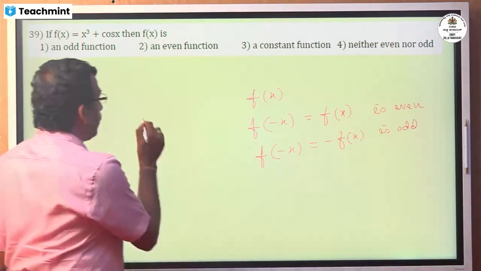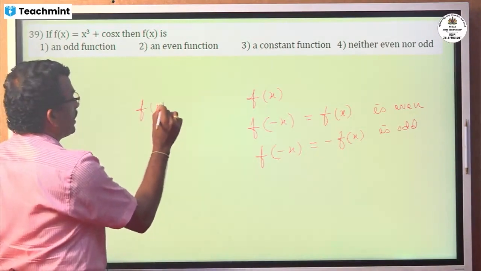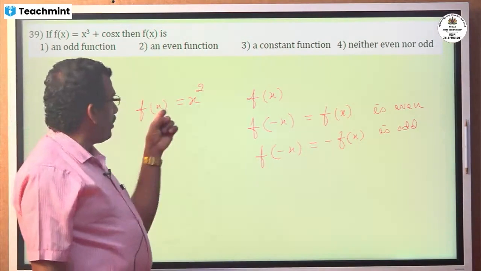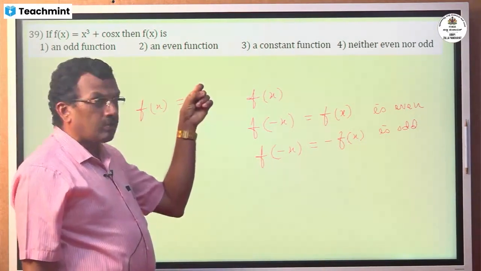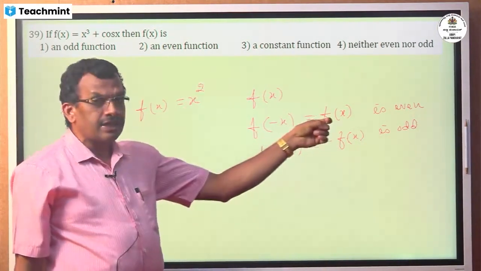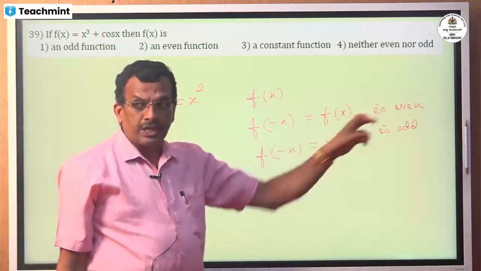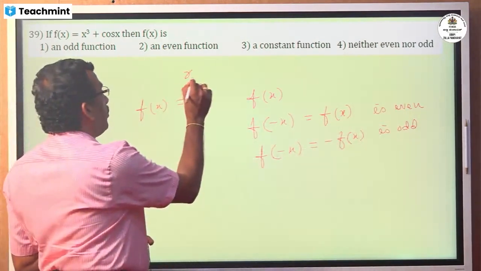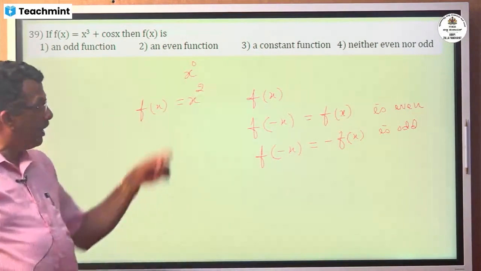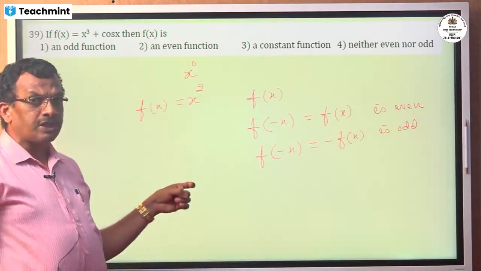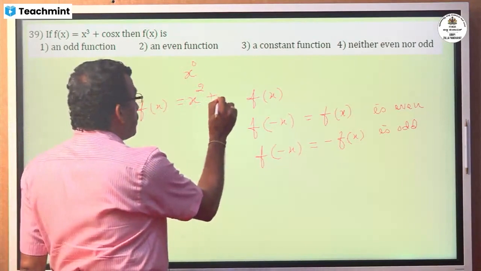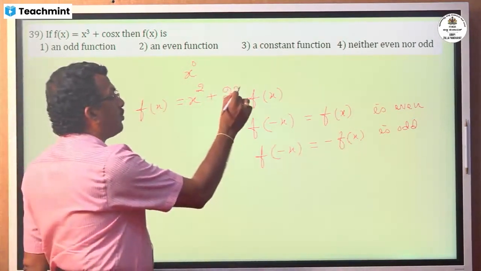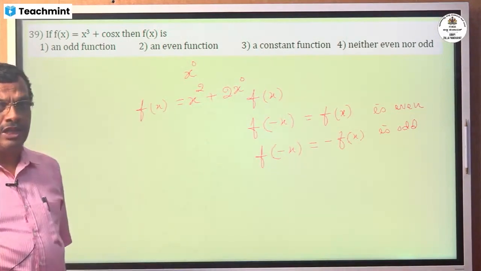Taking a simple problem, f of x is equal to x square is an even function. When I replace the x by minus x, minus x whole square is x square. f of minus x is f of x. It is an even function because the power is even. x to the power 0, which is a constant, is also even. x to the power 4 is even. x to the power 6 is even. x square plus 2 is also even, because along with the 2 we have x to the power 0. So that is an even function.